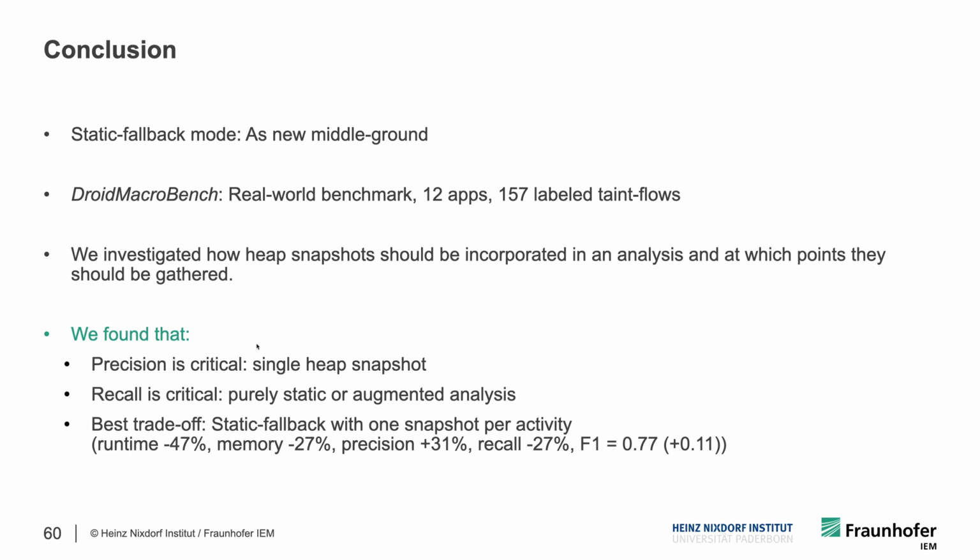And we found that if precision is critical, then a single heap snapshot can already be a very good configuration. If recall is critical, you should use the purely static or an augmented analysis, such as the static fallback mode. But the best trade-off overall really comes with static fallback, and actually here with one single snapshot per activity. That really gave us the best out of both worlds. So here we got an F-measure, a harmonic mean between precision and recall, of 77%. That's already a pretty good number.